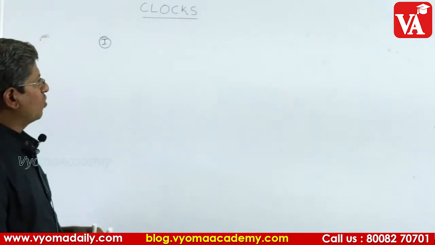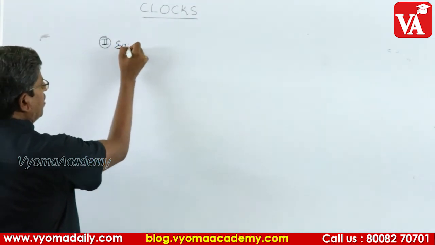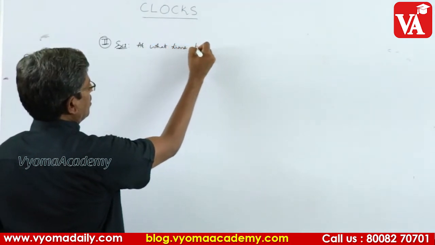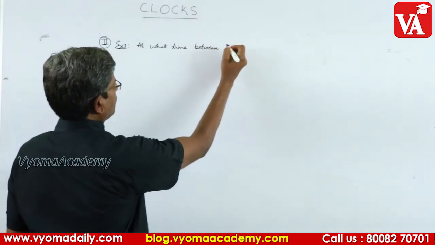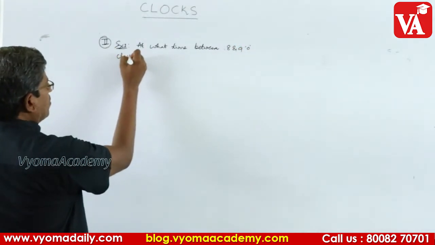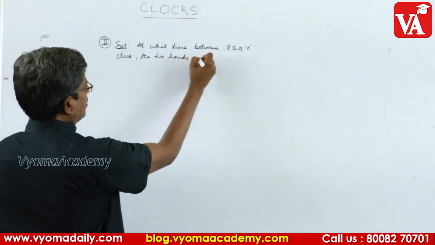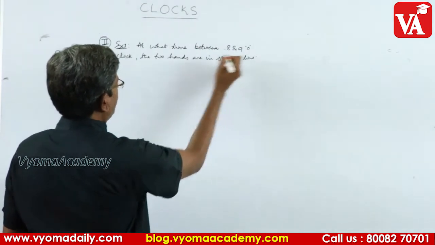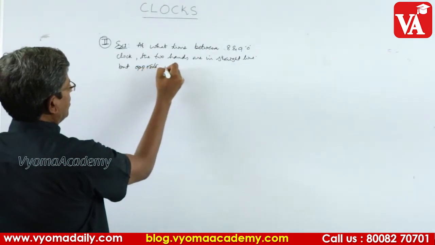Quickly to the second model. The second model looks like this. Let us go with an example. At what time between some so and so time, again let us take 8 and 9 o'clock, the two hands are in a straight line but opposite in direction. This is the second model.